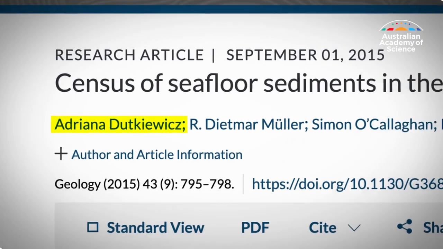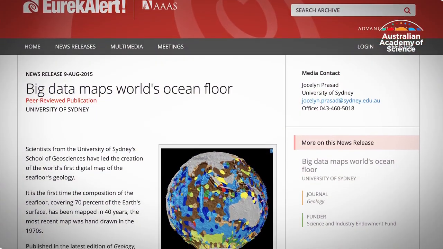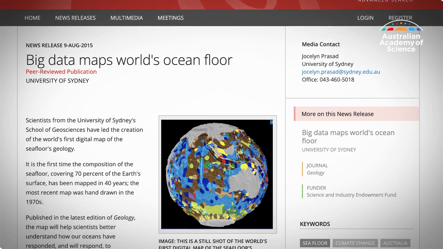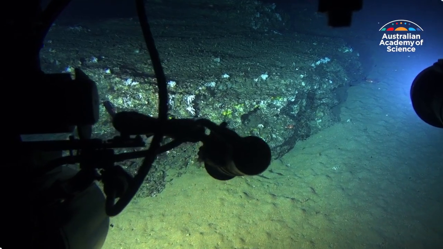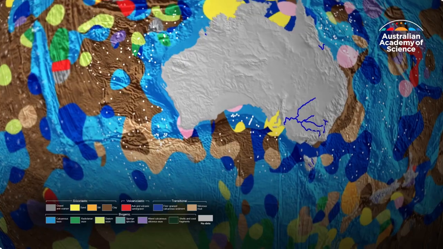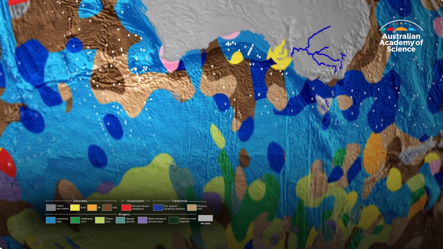Dr. Dutkiewicz's seafloor map drew media coverage from around the world, but she is equally proud of another project that received much less attention. She led research looking into the movement of seafloor sediments. We actually discovered a huge pile of sediments along the Southeast Indian Ridge in the Southern Ocean, which had not been known before.